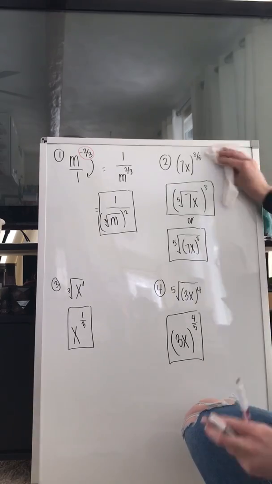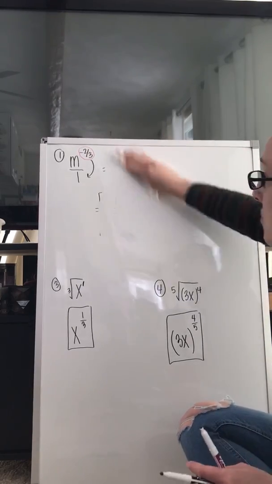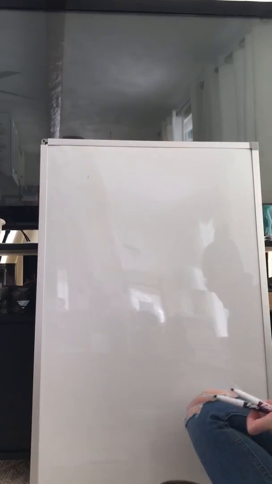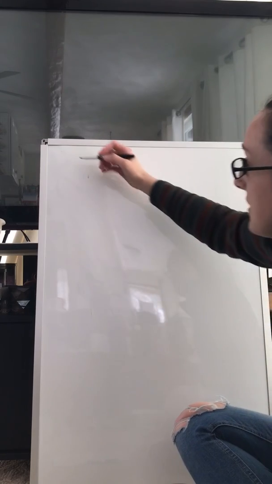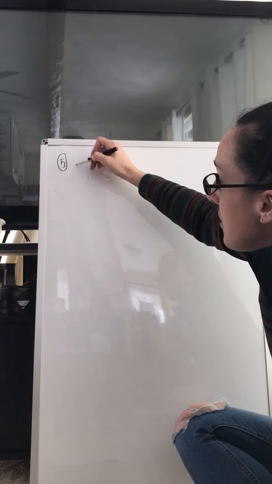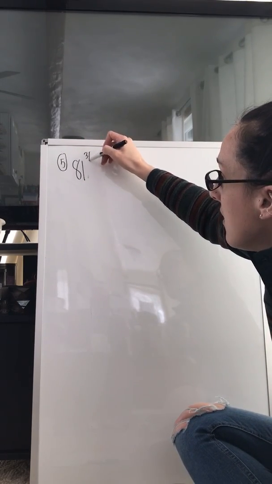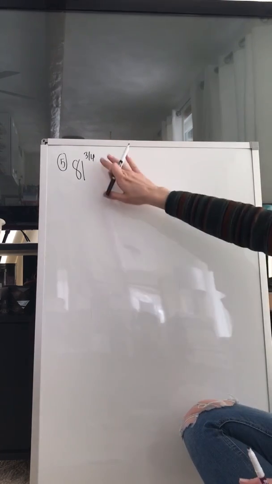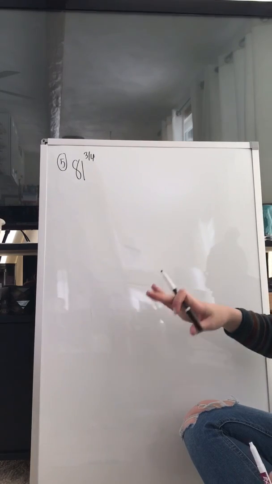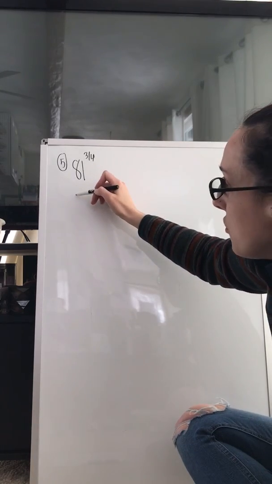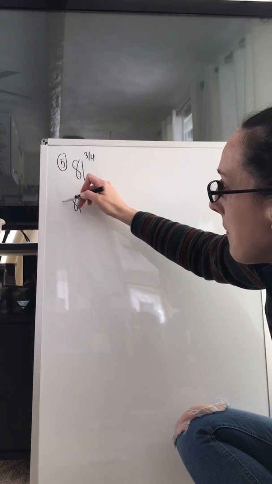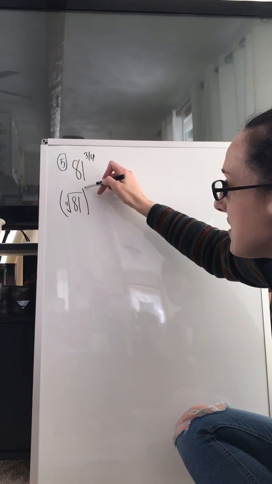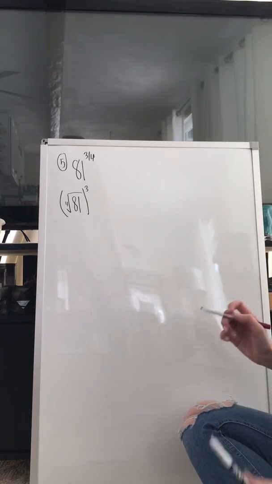All right, I'm going to move to the next section, which is asking us to evaluate. So the next one that I want to work on is 81 to the 3/4 power. I want to evaluate this without a calculator. So first thing I'm noticing is I've got a fractional exponent. I'm going to rewrite it in radical form. So in radical form, my radicand is 81. Open up my root here. My index is 4.